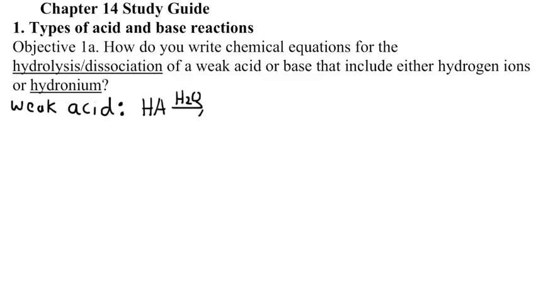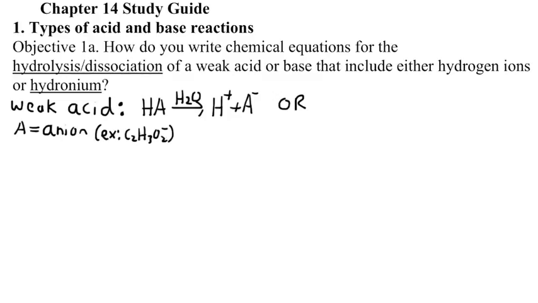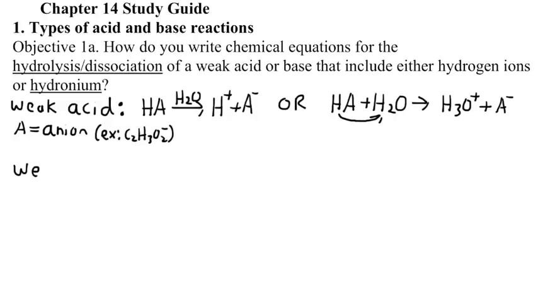And so then you would just show that the hydrogen and the anion, which is whatever's with it, that's just generic, are separating. So the anion could be something like acetate, or a more correct way to write it would be including the water as a reactant. So then the hydrogen ion is going to go right over to the water and form hydronium.